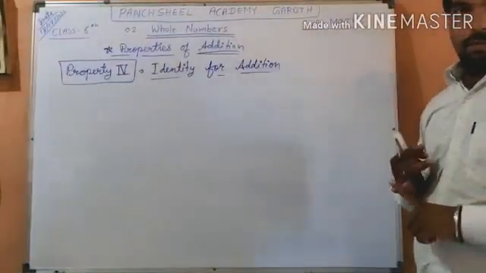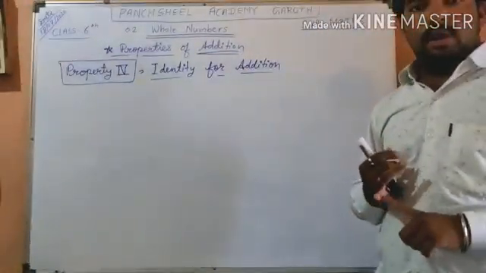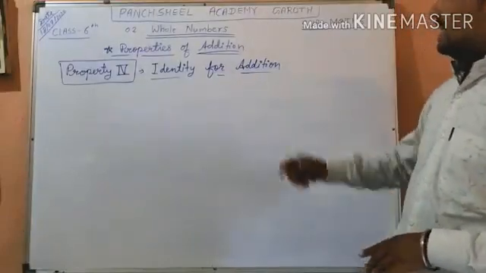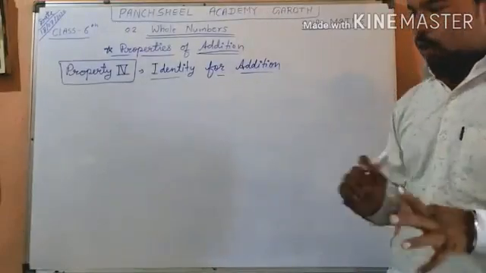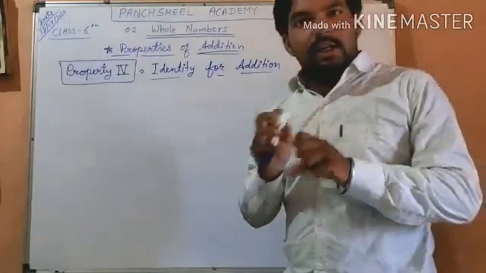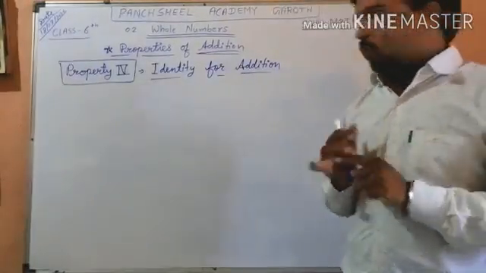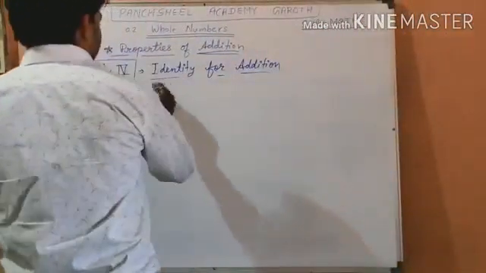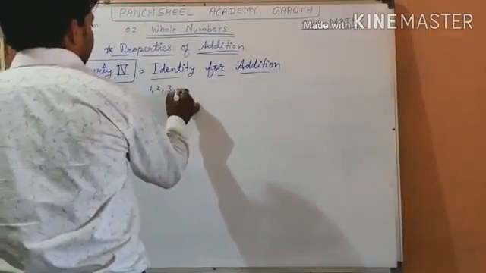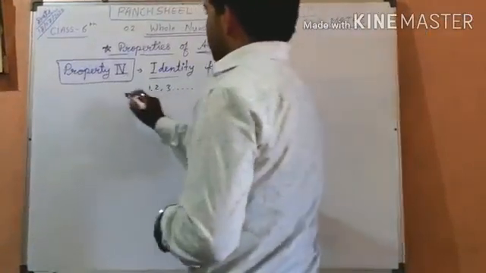Now, my dear students, the first property is the closure property, the second is commutative, the third is associative. Now the fourth property is identity for addition. You know, there is a slight difference between natural numbers and whole numbers. Natural numbers are 1, 2, 3 and so on.